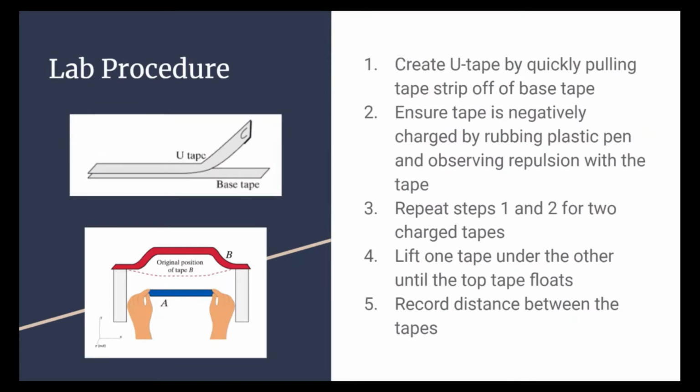In the lab, what we had to do was create a U-tape by quickly pulling a tape strip off of a base tape. As you can see from the first image, we had to ensure that the tape is negatively charged by rubbing a plastic pen against it and observing repulsion with the tape. We would then repeat steps 1 and 2 for a second charged tape, and then lift one tape under the other to notice that the top tape would begin to float. We would then record the distance between these tapes.